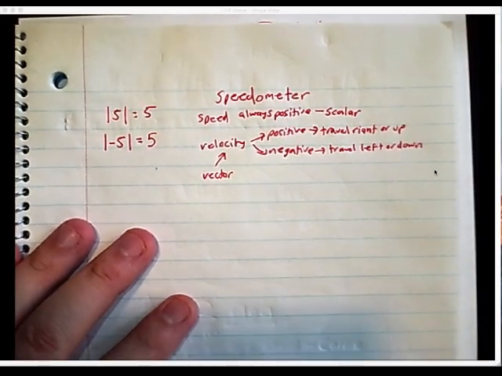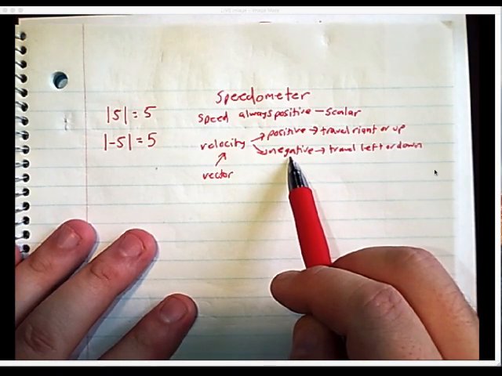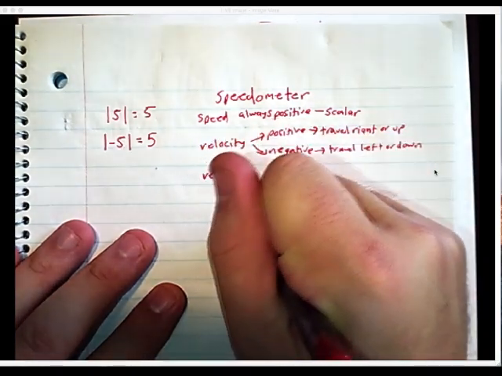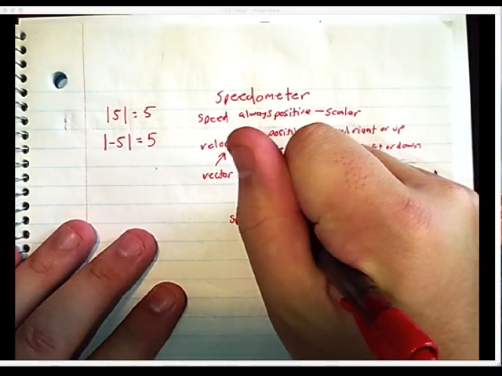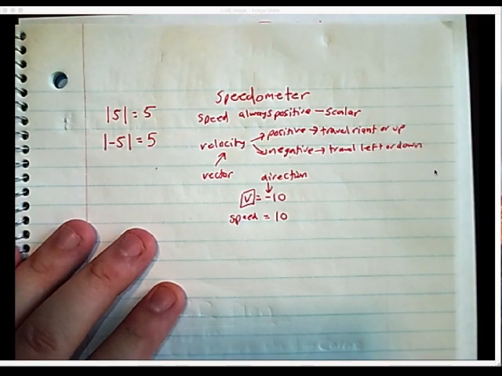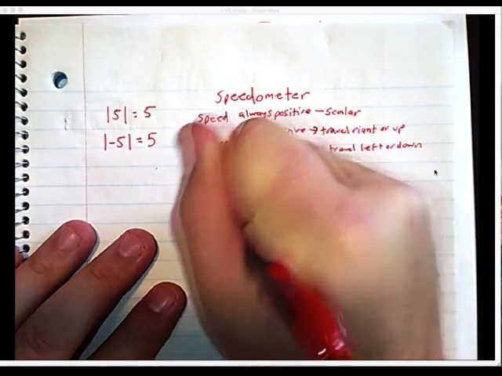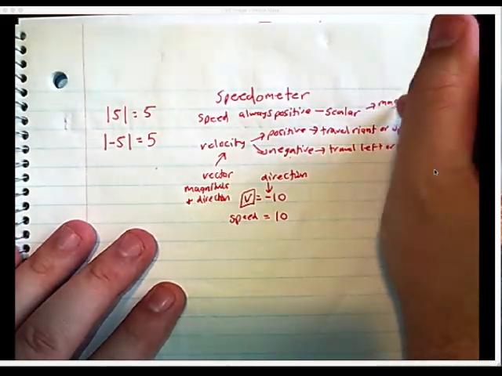So if a particle has a negative velocity, let's say it was -10 meters per second, its speed would just be 10. That particle is still moving 10 meters per second, it's just moving in a negative direction. That's what the negative tells you about direction when you're talking about velocity. That's why it's a vector: it has magnitude and direction. Whereas speed, the scalar quantity, just gives us the magnitude.